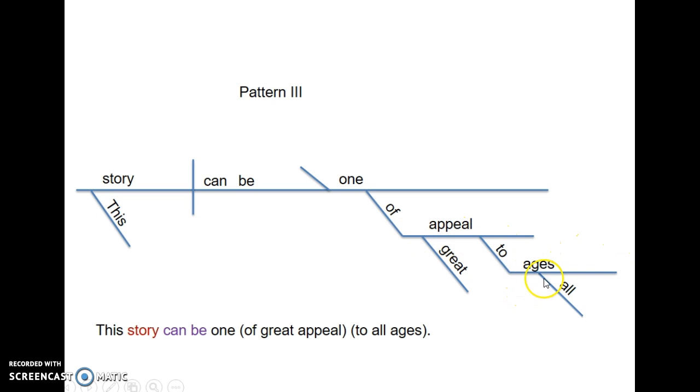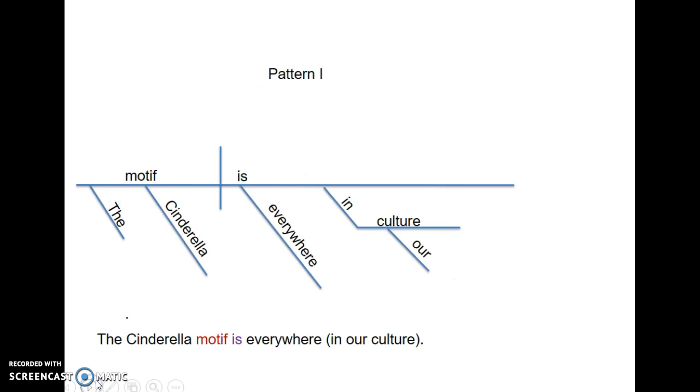So your nouns go there, and then any modifiers are going to go below the noun. The next one, our subject is motif, and our verb is, so another be verb. And then we have everywhere and a prepositional phrase. So that's our basic sentence right there, a subject and a be verb, which makes it a pattern 1.